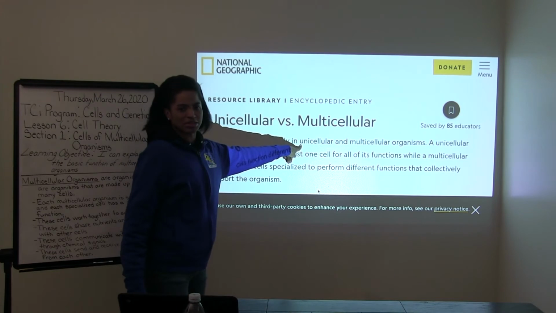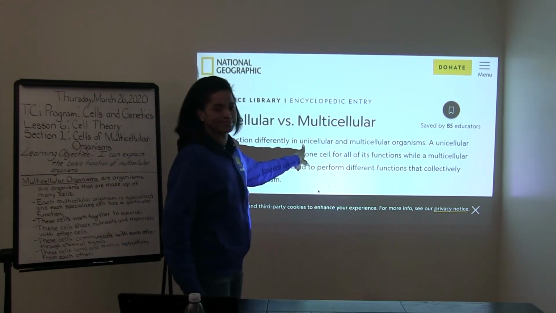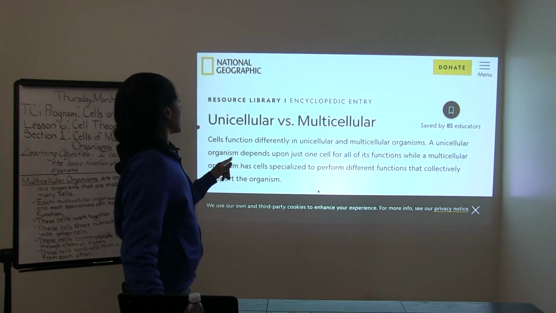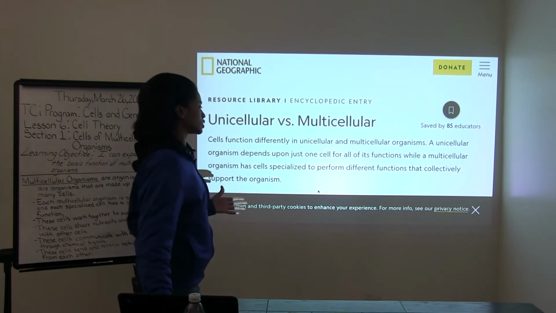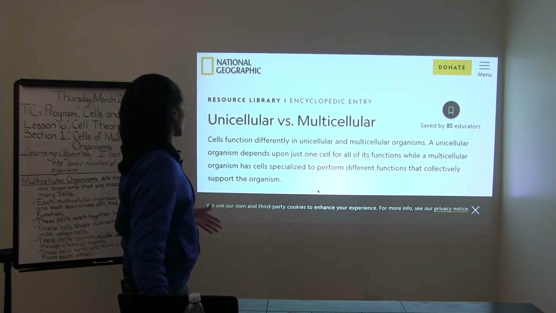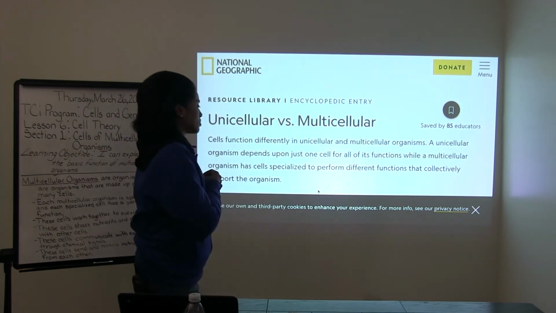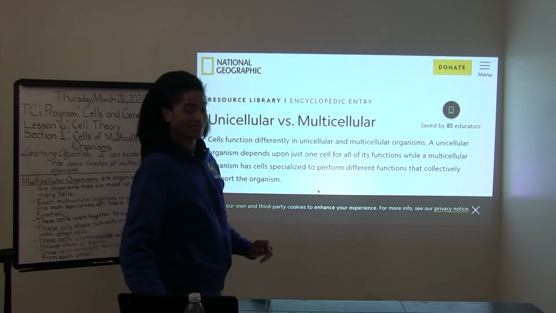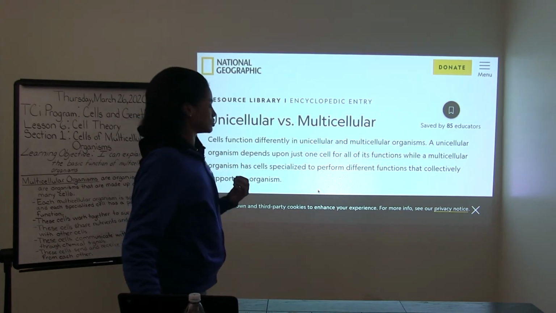What do you think this means? Multicellular means many cells. Unicellular would mean what? One cell, right? A unicellular organism depends upon just one cell for all of its functions, while a multicellular organism has cells specialized to perform different functions that collectively support the organism. So each specialized cell does its own job, right?